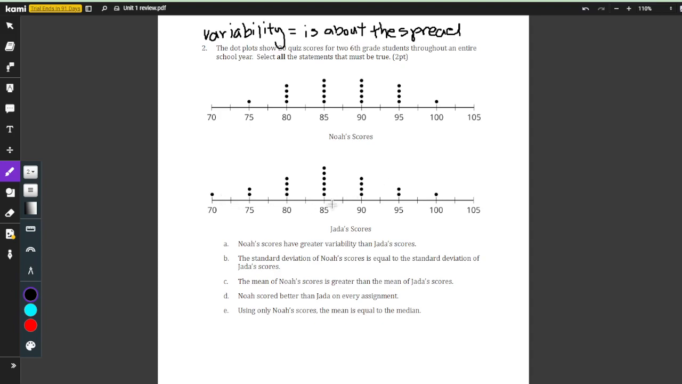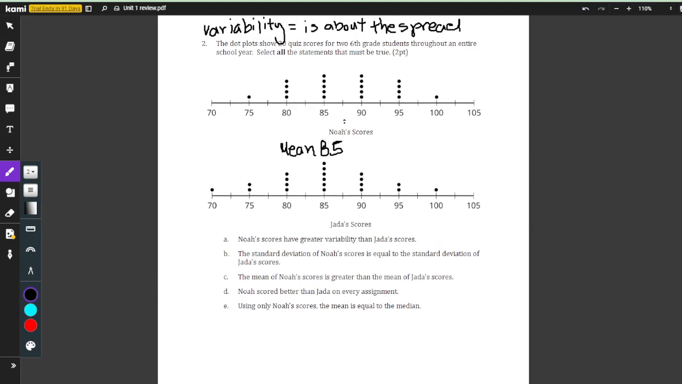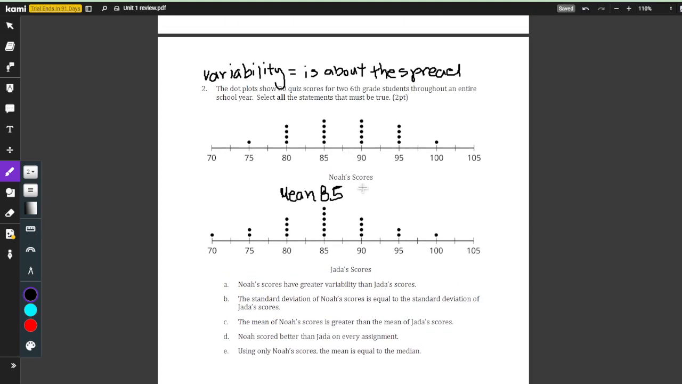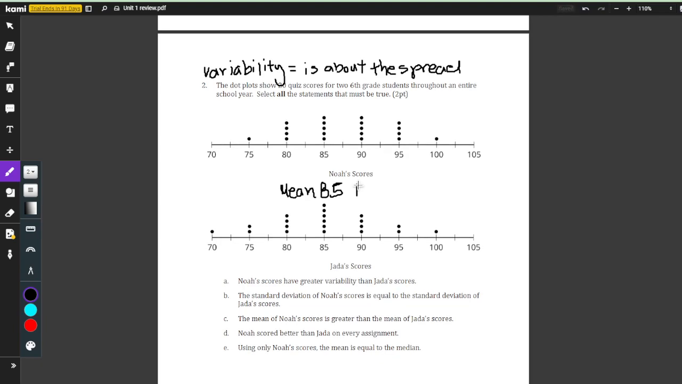We can look at Jada's, make it easy. Jada's mean average, we're estimating here, we don't have to calculate most of this. Our mean is probably somewhere around the middle, because our cluster of means is this. So our mean is about 85. Luckily for us, the median here is also, if I can actually write, our median is also 85.